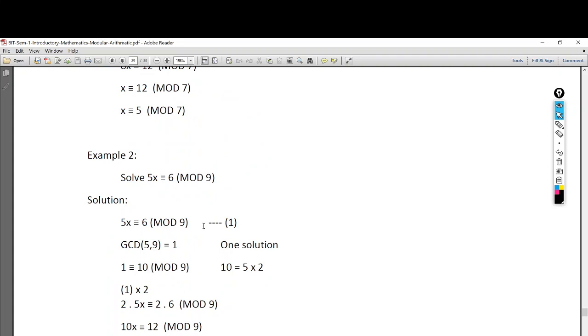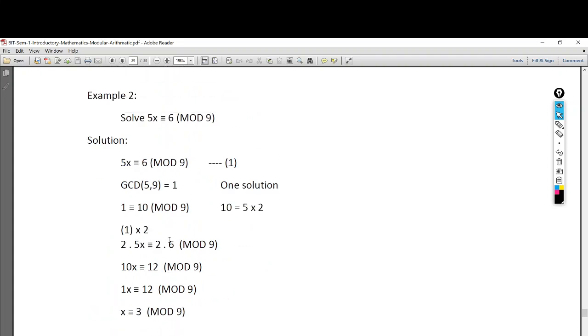So let's look at this one, and we are finishing. The third one I am keeping for you. Say 5x equals 6 mod 9. Now we have to find the GCD of 5 and 9, which is 1. So that means one solution is there.